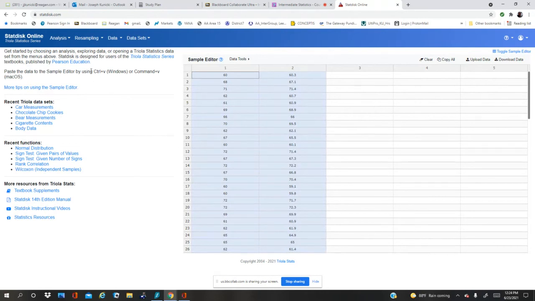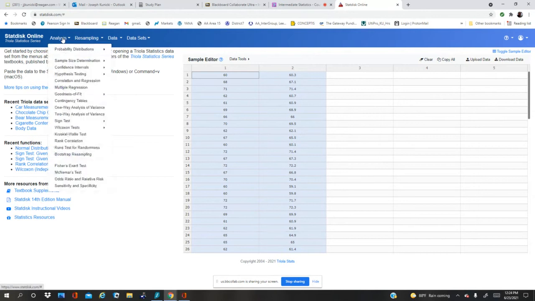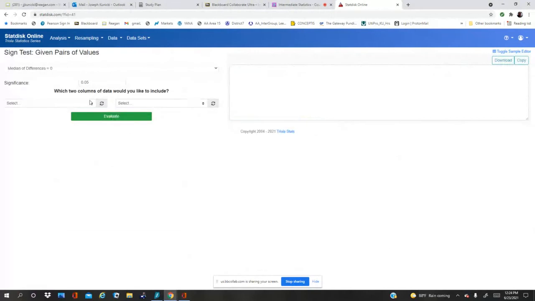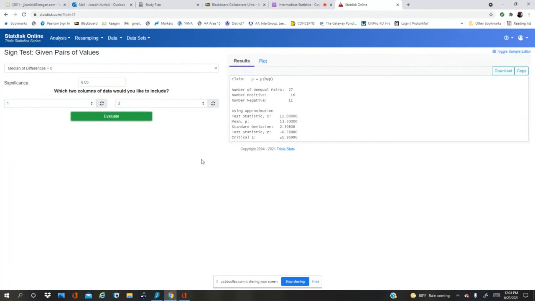So I go to Analysis, Sign Test, given pairs of values. The median is equal to 0. That's the null. Significance, they asked for alpha 0.05. I remember that. And then I just tell it that the two columns are number 1 and number 2. That's where the data is. And so there's my answer.